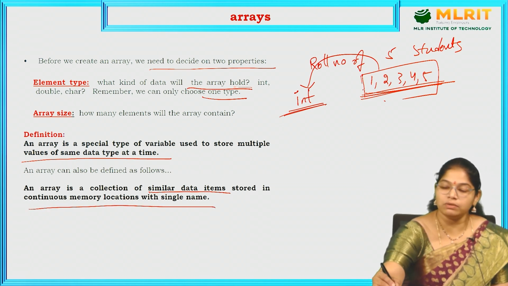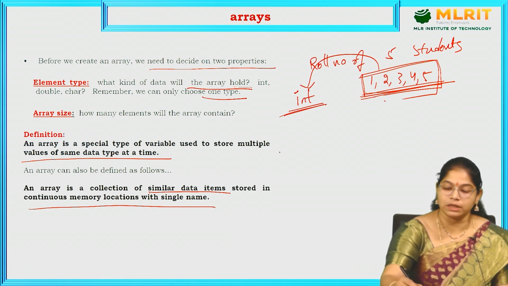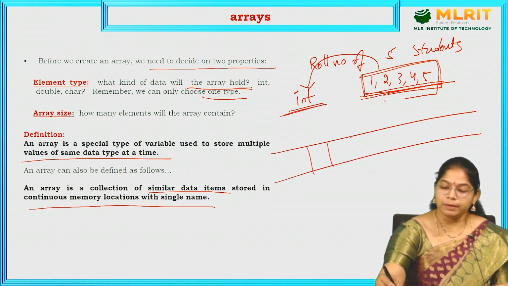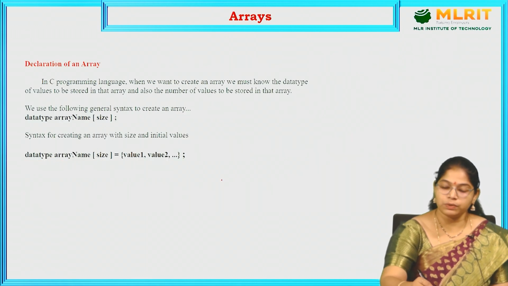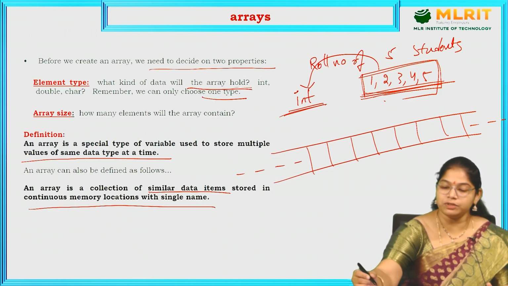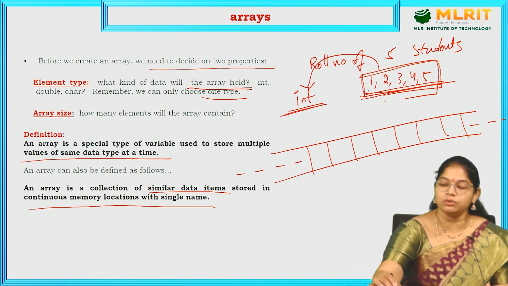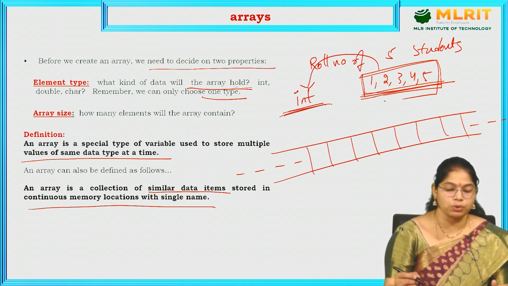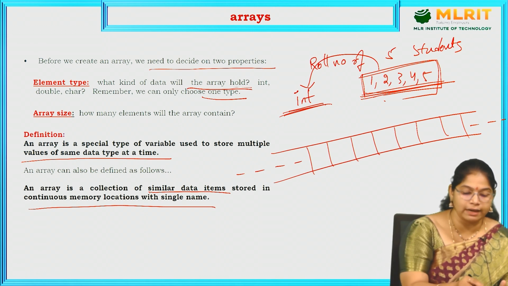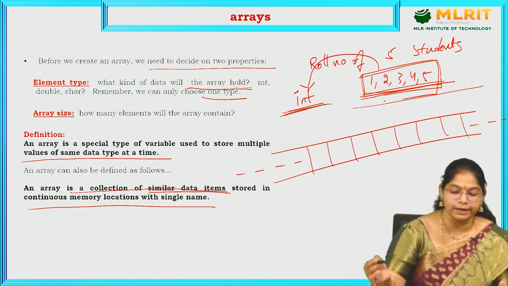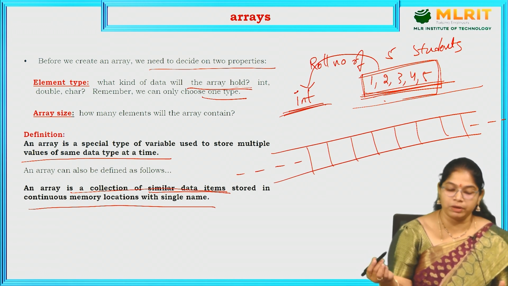How are these values stored in memory? Let us suppose this is a memory segment. Here I consider roll numbers of 5 students. I have provided the values 1, 2, 3, 4, 5, all of the same type. How are these values stored in memory locations? It says that an array is a collection of similar data items, so here I have similar data items stored in continuous memory locations.